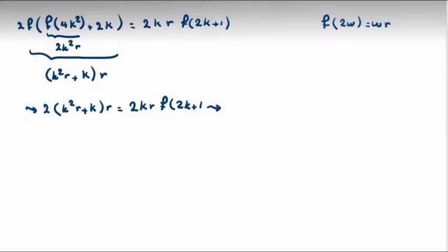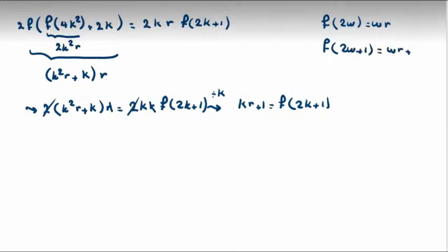So because we know f is from positive integer to positive integer, 2k is positive and k is positive. So we can divide both sides first by 2, then by r, then we divide both sides by k. Left side will be kr plus 1, and it will be f of 2k plus 1. So if I want to write f of 2w plus 1 equal to what? wr plus 1. So we found f of odd numbers and even numbers in terms of r.